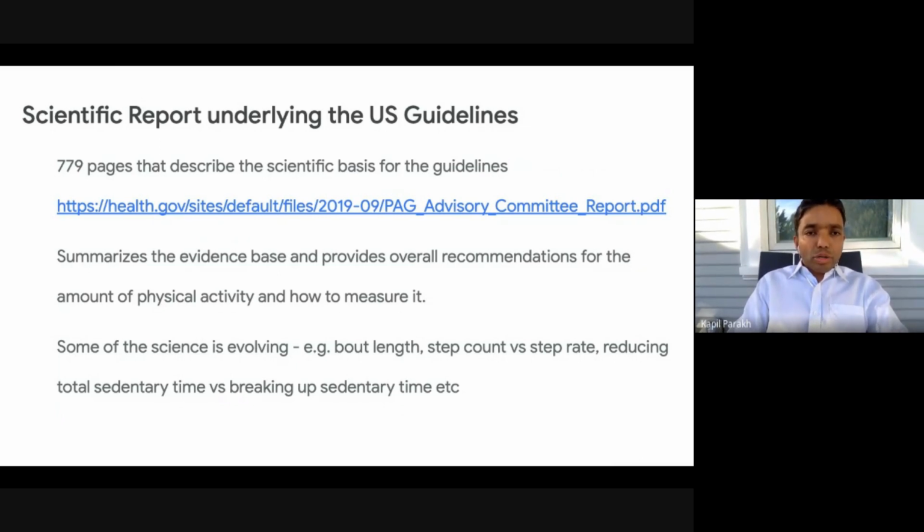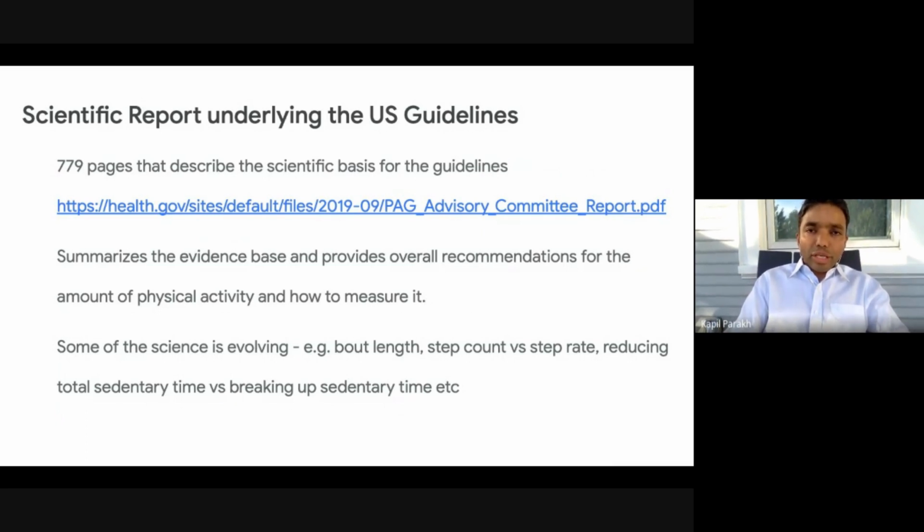Now, this report summarizes the evidence base, some of the studies that I mentioned in the previous slide, and it provides overall recommendations for the amount of physical activity and how to measure it. It is really focused on the average adult, sort of 18 to 64. It doesn't apply to children or people in the senior category, or those who have chronic conditions, et cetera. For those, there may be different recommendations, maybe tweaked by the physician taking care of the patient.